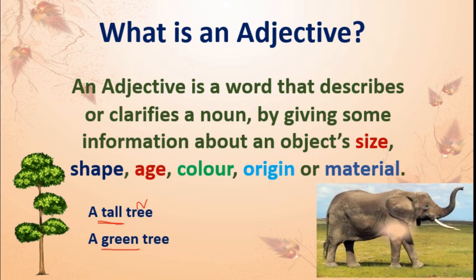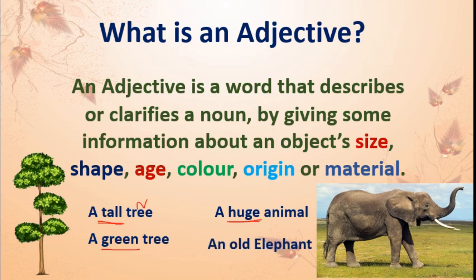One more example. See, this is an elephant, correct? A huge animal. Huge. We know that elephant is an animal, but huge is a describing word for this animal. An old elephant. See here, an elephant we know that, and extra word describing that it shows the age of the elephant, that this elephant is old. So this is an adjective. Got this students?